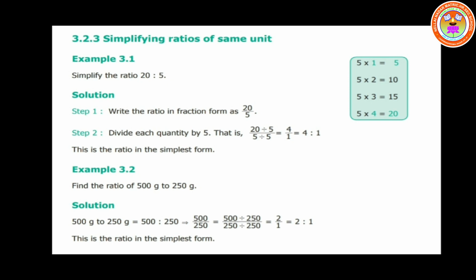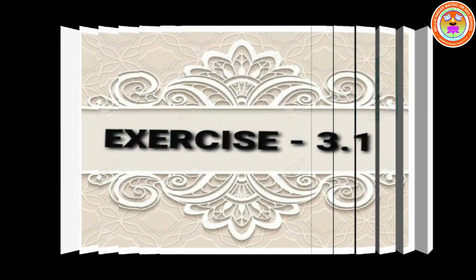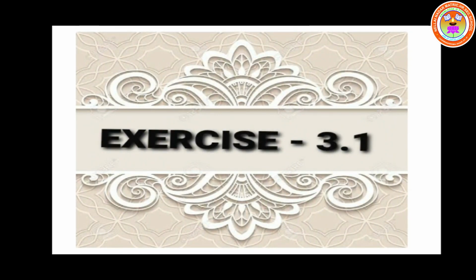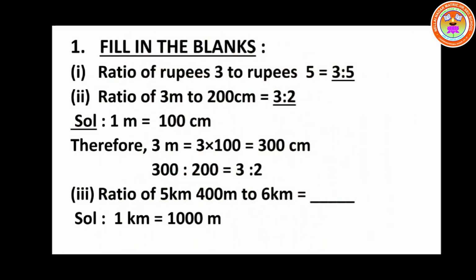Okay children, now let us move on to exercise 3.1. First we are going to learn fill-ups. Fill in the blanks. Your first fill-up: ratio of rupees 3 to rupees 5. Both are in rupees, so no problem. Directly you can write the answer 3 is to 5.